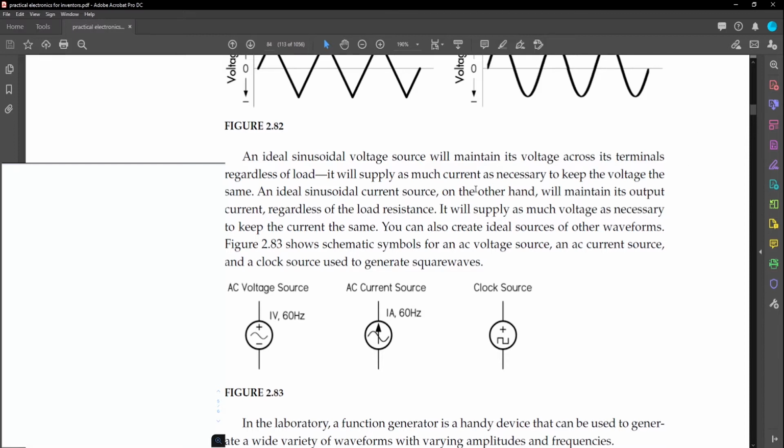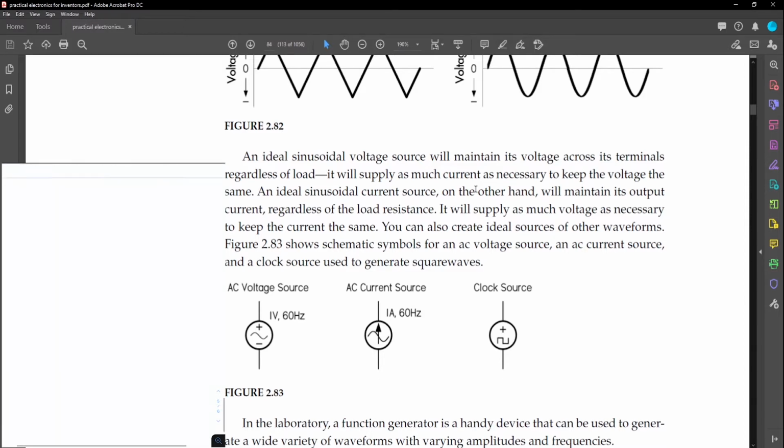An ideal sinusoidal current source, on the other hand, will maintain its output current regardless of the load resistance. Hang on a minute, what does that mean? So the voltage source will just change, the current will change, but a current source will maintain its output current. It will just stay the same. So a voltage source keeps the same voltage. It's just going to change how much current it pumps out. But the current source is going to keep the same amount of current that it pumps out. Is it going to change its voltage? Yeah, so it will. It will supply as much voltage as necessary to keep the current the same.